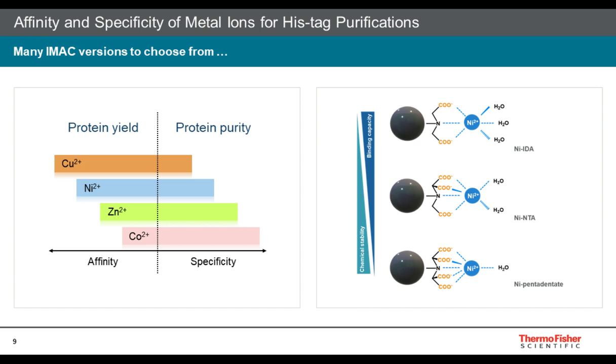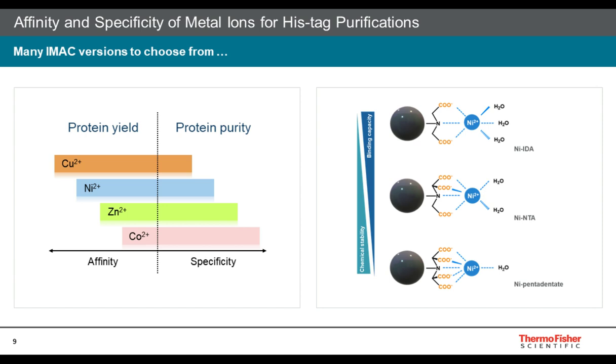So since His tags are popular, I wanted to take a brief amount of time to discuss some options for the corresponding IMAC resins used to purify them. The schematic on the left shows the inverse relationship with protein yield and purity as a function of metal ion. Nickel is the most popular version of IMAC, as it strikes a good balance between purity and yield. If purity is a major concern, then cobalt supports are best, with the caveat of potentially compromising a bit on yield. Also, the number of interaction points between the chelator on the resin and the metal also influences purity.